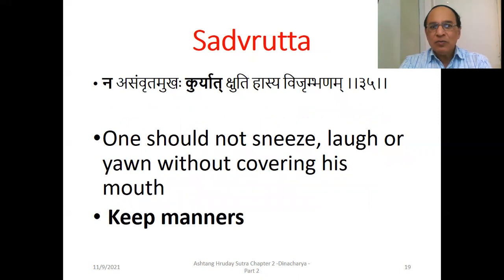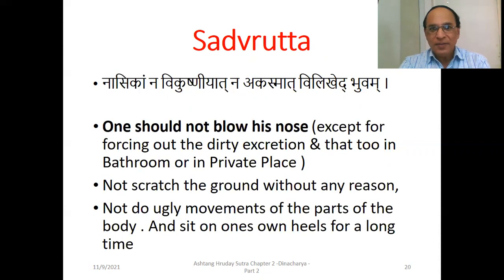Okay, na asamruddha mukha kuryat shruti hasya vijrambanam. One should not sneeze, laugh, or yawn without covering the mouth. Always we should cover the mouth. This is very important to prevent communicable diseases like coronavirus. Keep the manners. Manners are very important in society.